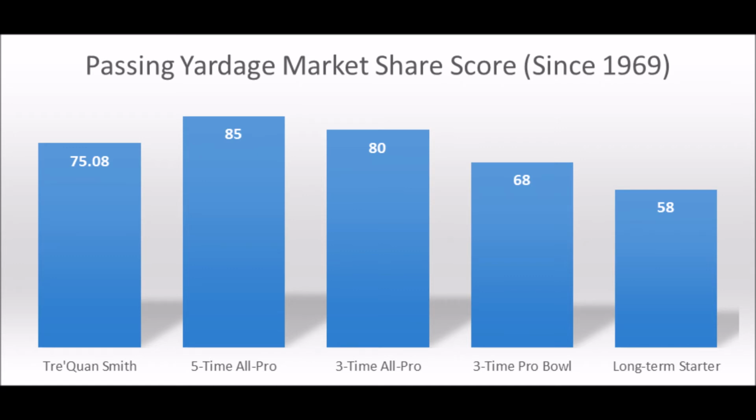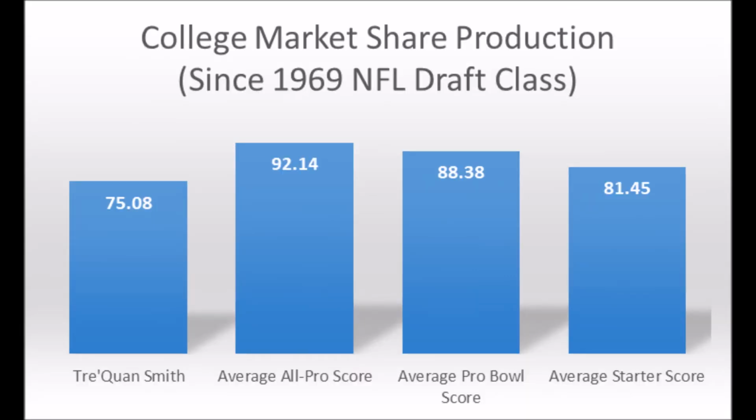But then when you look at the averages at the position, the average All-Pro score of wide receiver since 1969 is 92.14. The average Pro Bowl score is 88.38, and the average starter score is 81.45. Again, based on this, Tre'Quan Smith looks a little bit closer to a starter than an All-Pro or Pro Bowl player. So that's the only thing with Tre'Quan Smith based on his overall data, is that, again, he doesn't quite look like an All-Pro player, doesn't quite look like a Pro Bowl player.